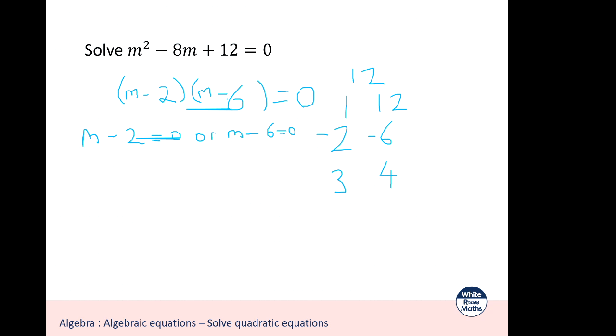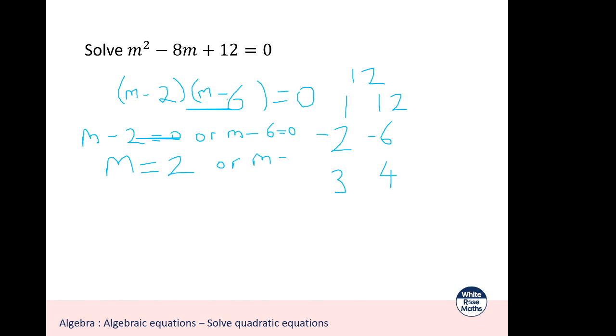The numbers you do actually have to multiply and add to make certain numbers. Yes, Lisa, that is right. So you want two numbers that add to make the middle term of my equation, so add to make minus 8 and times to make minus 12. So the solutions are m equals 2 or m equals 6, and they are your two solutions to the quadratic equation.